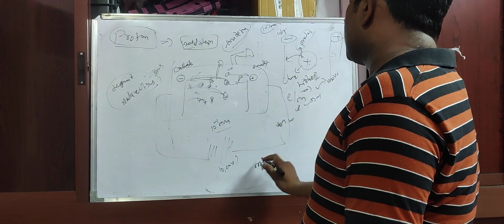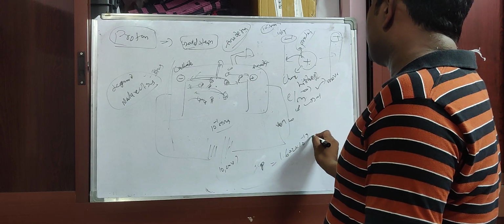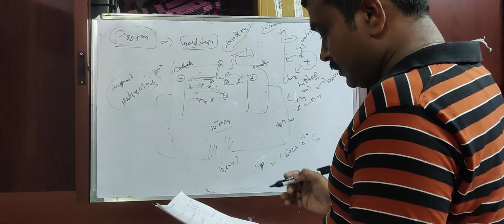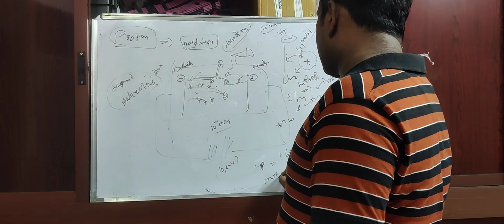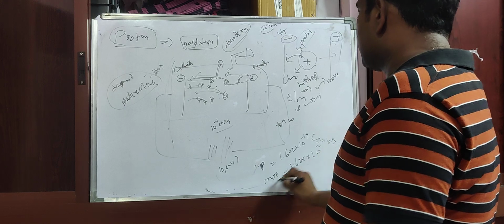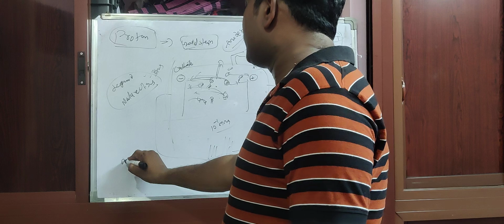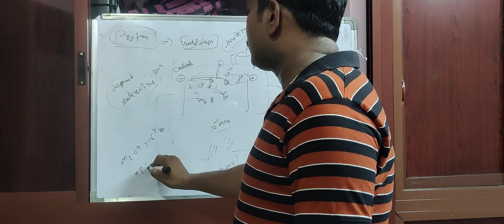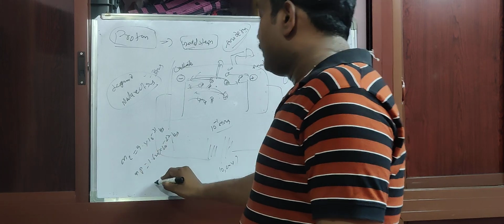The charge of the proton we discussed here is 1.602 into 10 power minus 19 coulombs. Then the mass of the proton is 1.625 into 10 power minus 27 kgs. The mass of the electron is equal to 9.1 into 10 power minus 31 kgs. The mass of the proton is equal to 1.625 into 10 power minus 27 kgs.